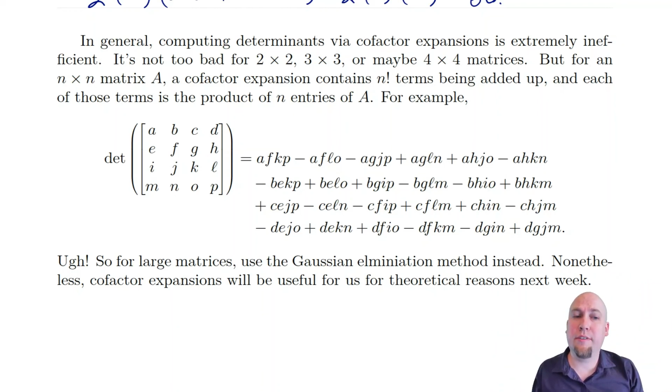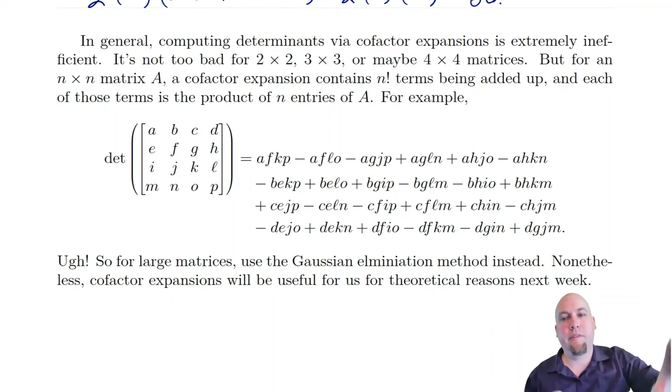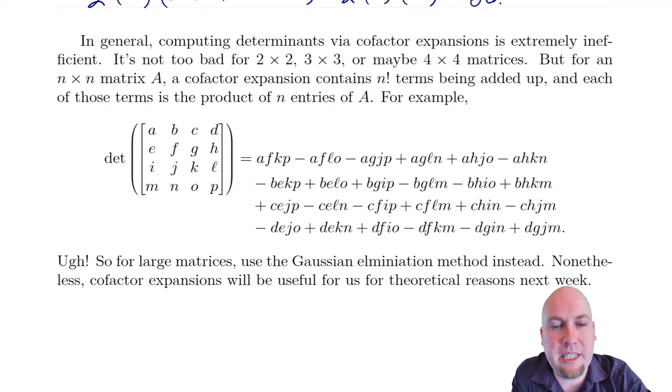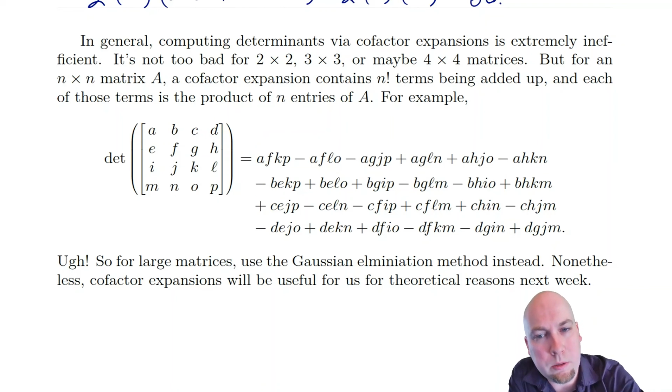This method based on cofactor expansions is very useful for theoretical reasons because, for example, you can use it to get an explicit formula for the determinant of a matrix of any size. For example, if you wanted an explicit formula for the determinant of a 4x4 matrix, we could do a cofactor expansion along the first row. And what we're going to get then is a times the determinant of a 3x3 matrix, so a times 6 terms, and then minus b times 6 more terms, and then plus c times 6 more terms, and then minus d times 6 more terms.